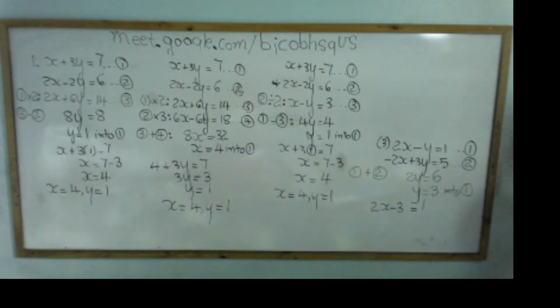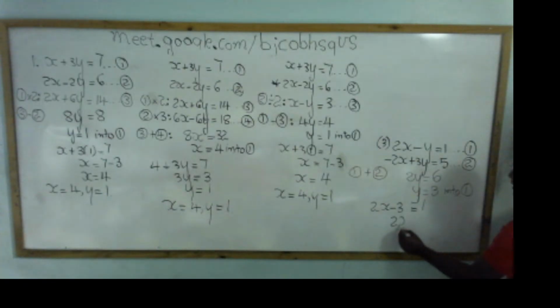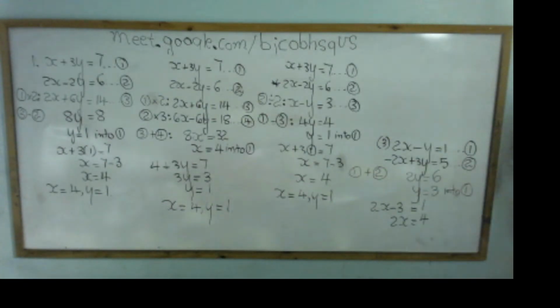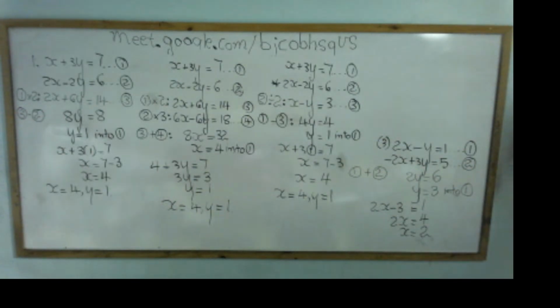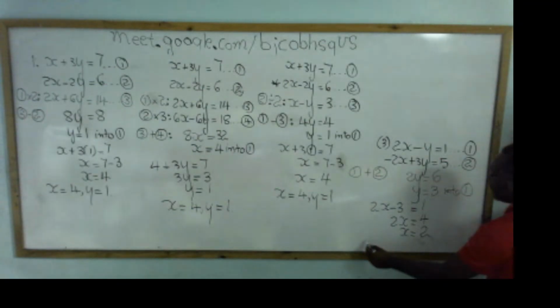And you surely can see this because we solve a lot of linear equations. 2x is equal to 4, and then x is equal to 2. So what do we say now? Finish up. X is equal to 2 while y is equal to 3.